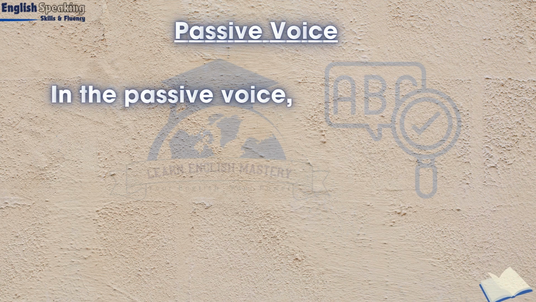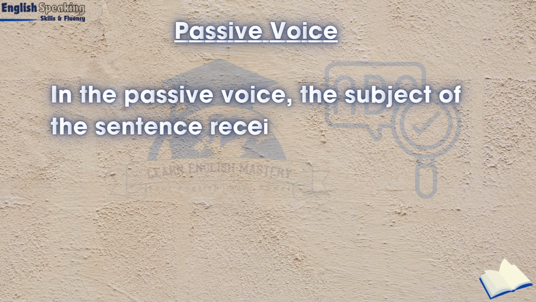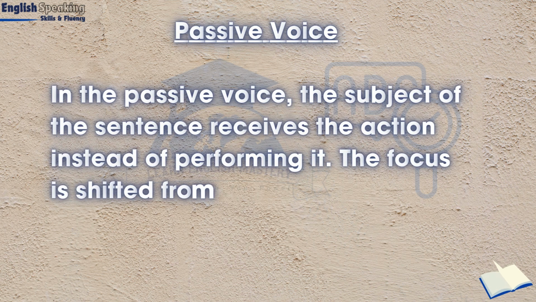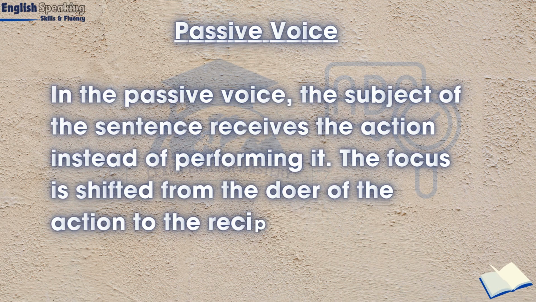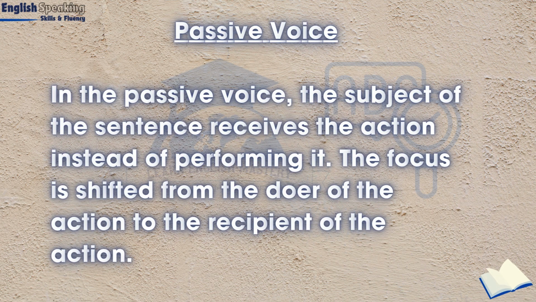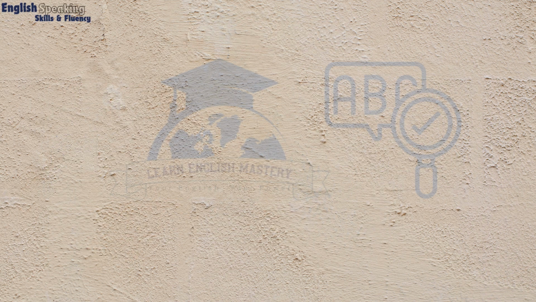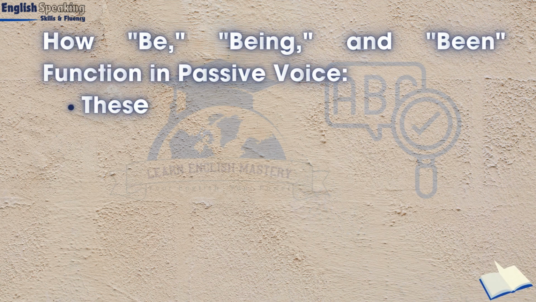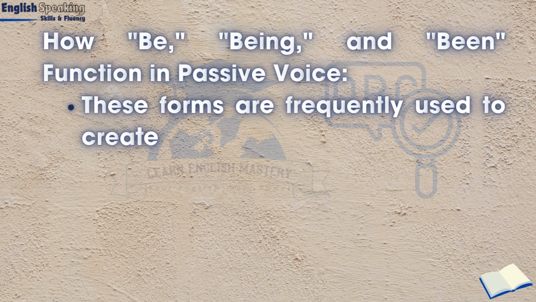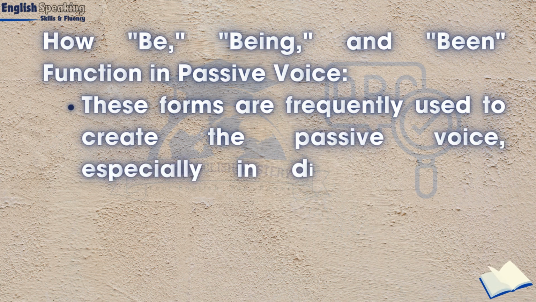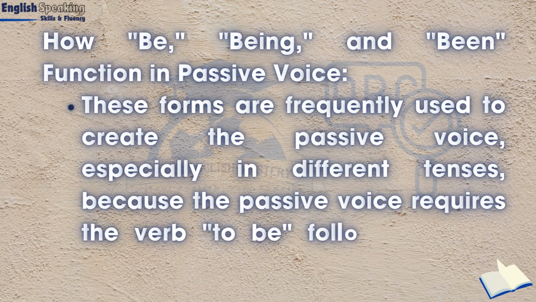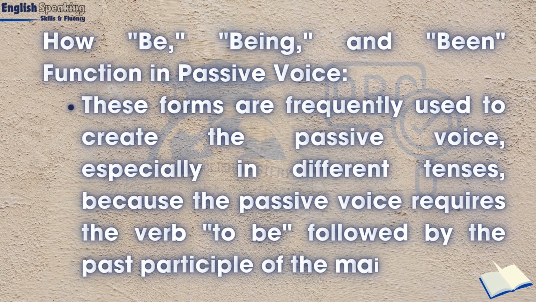Passive voice. In the passive voice, the subject of the sentence receives the action instead of performing it. The focus is shifted from the doer of the action to the recipient of the action. How be, being, and been function in passive voice. These forms are frequently used to create the passive voice, especially in different tenses, because the passive voice requires the verb to be followed by the past participle of the main verb.